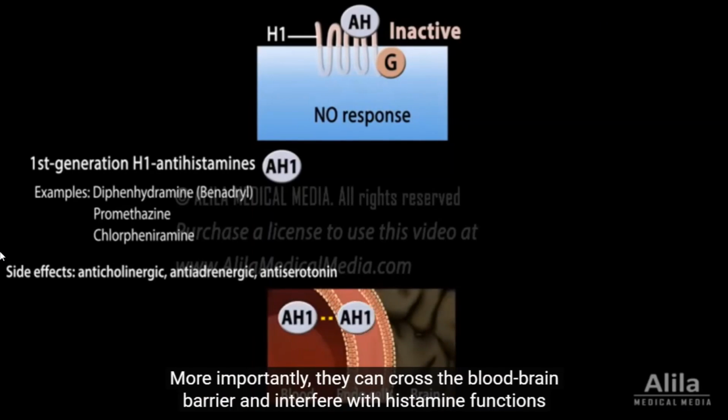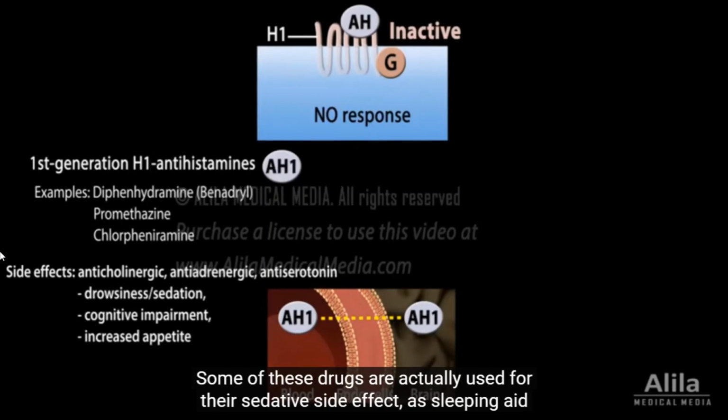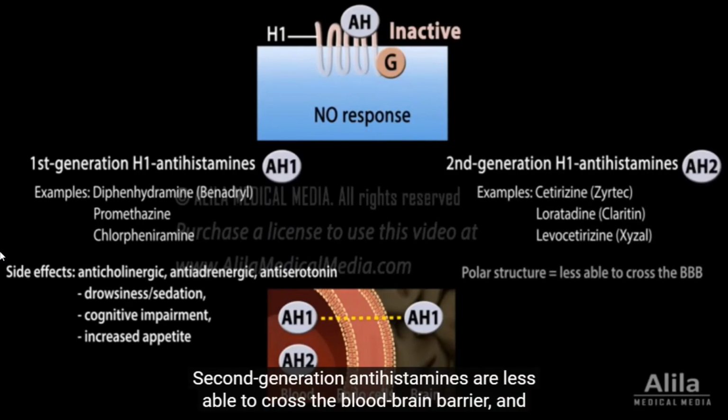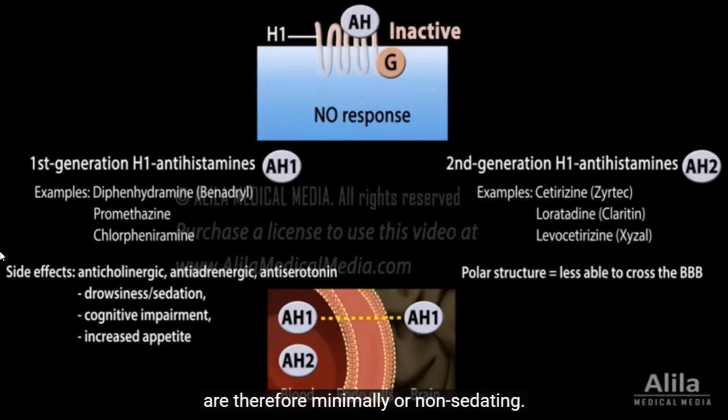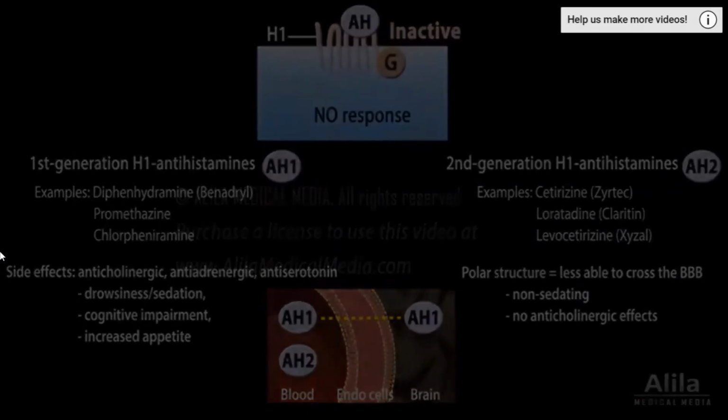More importantly, they can cross the blood-brain barrier and interfere with histamine functions in the brain, causing drowsiness, cognitive impairment, and increased appetite. Some of these drugs are actually used for their sedative side effect as sleeping aid medications. Second-generation antihistamines are less able to cross the blood-brain barrier and are therefore minimally or non-sedating. They are also highly selective for the H1 receptor and have no anticholinergic effects.